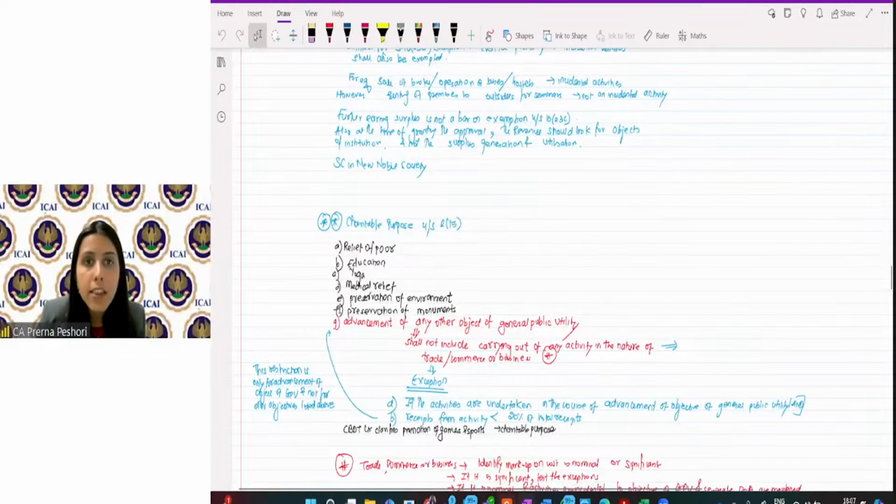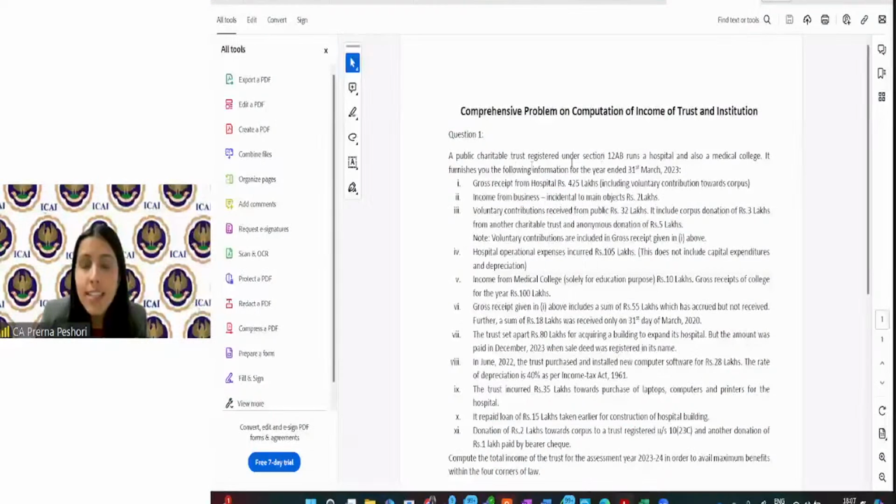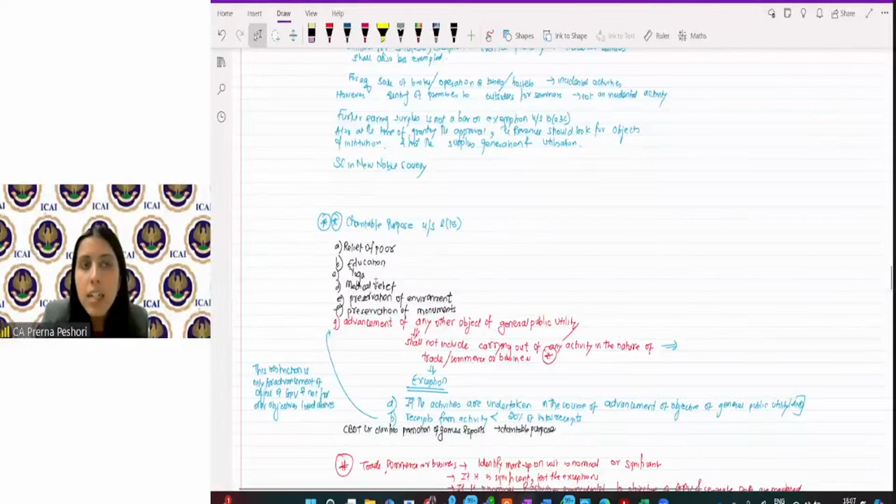Now, if you look at the question given over here, this is a charitable trust running a hospital and a medical college. So this will fall under medical relief. So this exception will not be applicable on this particular point of medical relief or any other objective. Are you getting this point, students? So this particular 20% condition, the exception which is available, is only for the advancement of any other objective of general public utility.